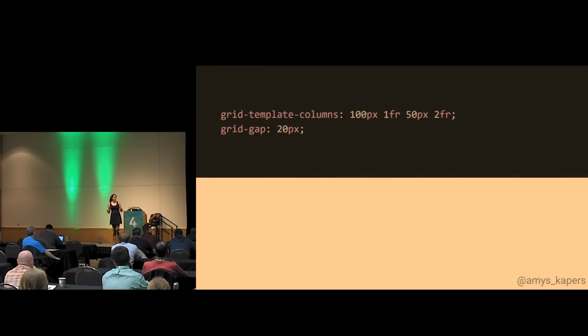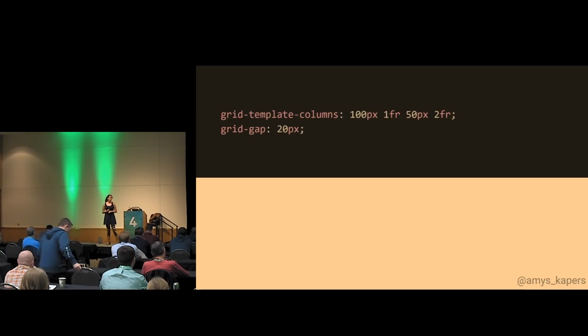You can use this when defining columns. So say for example here, I've said I have a 100 pixel wide column, a 1 FR column, a 50 pixel column, and then a 2 FR column. I also say that I want to have a gap, which I'll get back to later, of 20 pixels between each item. So we can see here I want 4 columns.